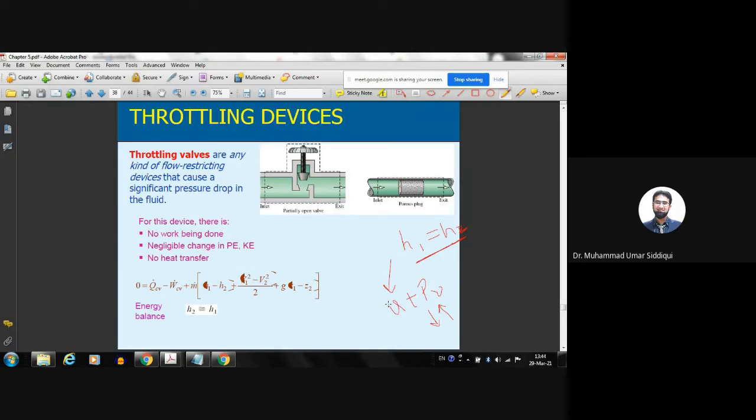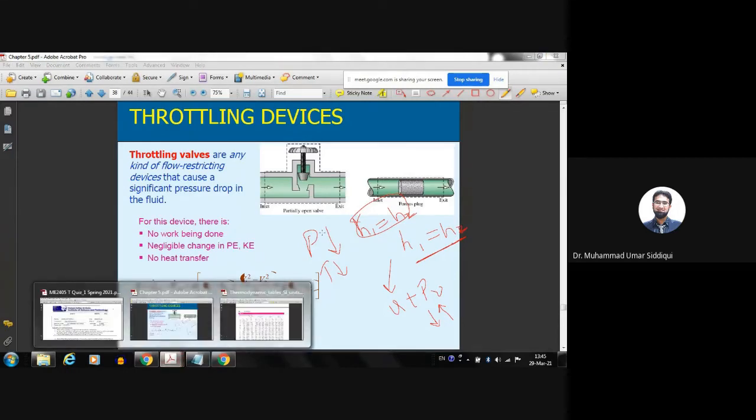So what happens in the case of the throttling device? The pressure reduces significantly, however the enthalpy remains constant. Because of the pressure reduction, there is a temperature reduction as well. However, enthalpy remains constant, and this is a fundamental thing in the analysis of throttling devices. Let's talk about how we represent the throttling device.